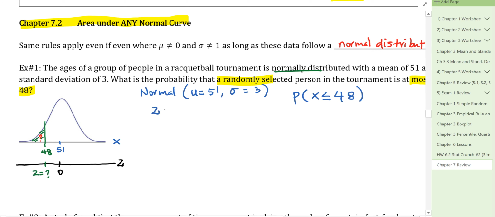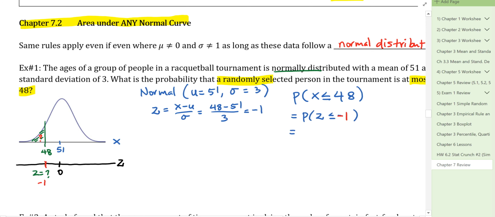Recall Z equals X minus mu over the standard deviation. X is the score of one person, which is 48; the mean is 51 and the standard deviation is 3. Subtracting, I get -1. What that means is if I draw a normal curve, this line over here is -1, which is my Z. So I'm looking for the probability to the left of Z. The probability of X less than or equal to 48 is the same as the probability of Z less than or equal to -1.